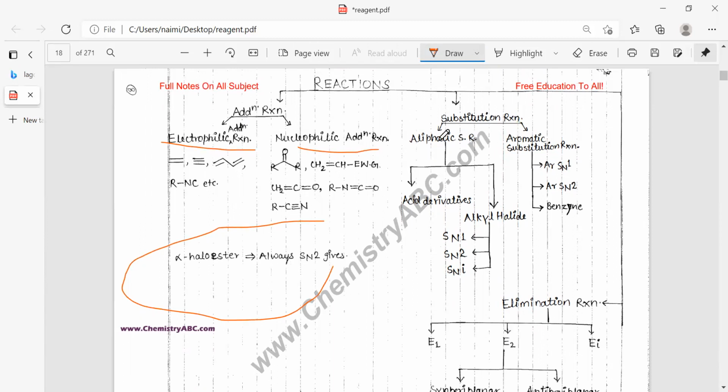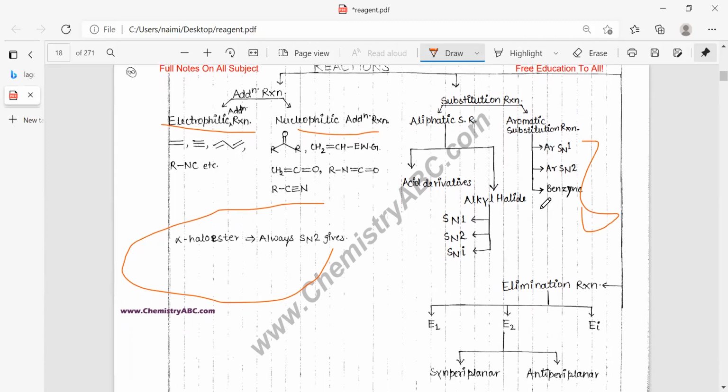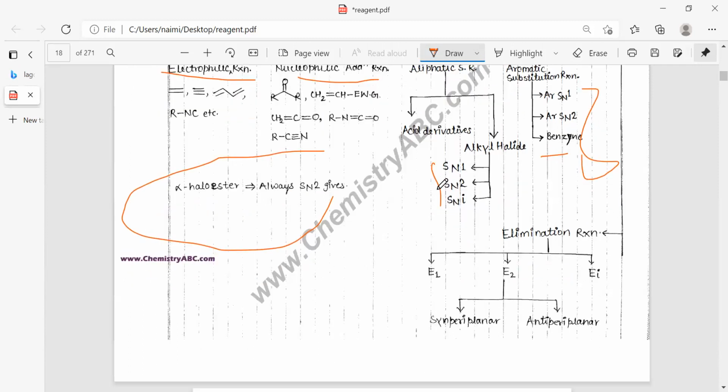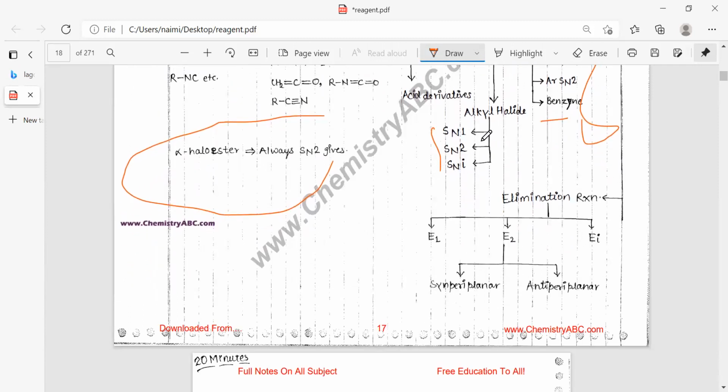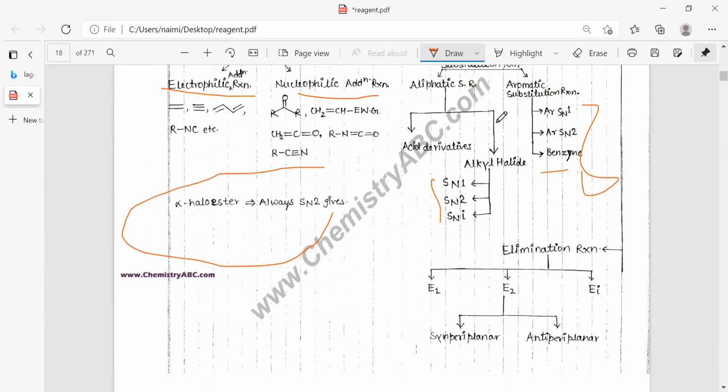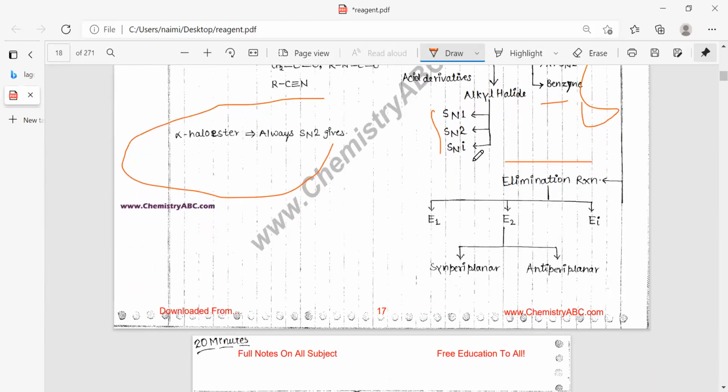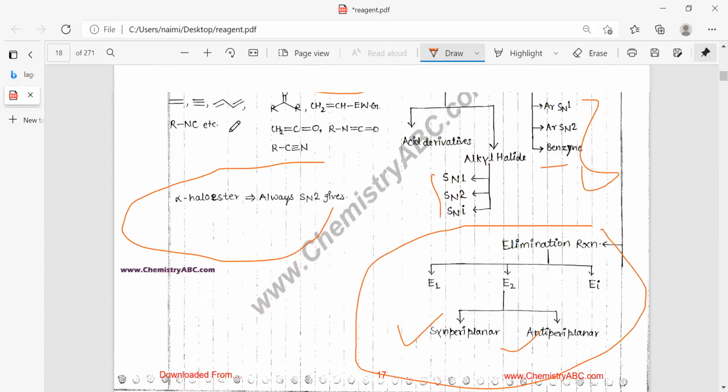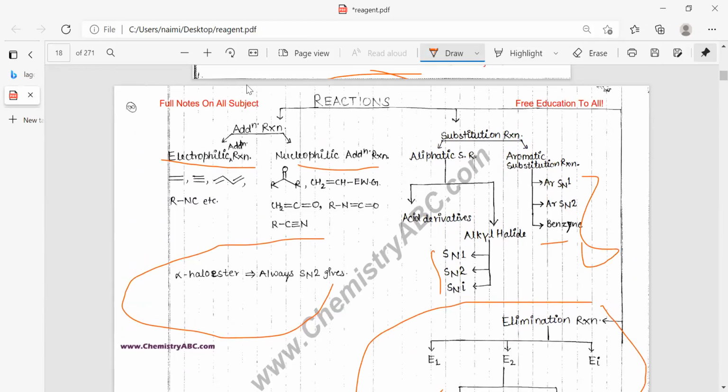Substitution is of two types, aliphatic and aromatic substitution. Aliphatic substitution includes acid derivatives, and for aromatic substitution there are three types: Ar-SN1, Ar-SN2 and benzyne, while alkyl halide gives SN1, SN2 and SNi. So three types of reactions are given by alkyl halides. Elimination is also of three types, E1, E2 and Ei, and E2 is of two types, syn periplanar and anti periplanar. So this is the simple representation of types of reactions.